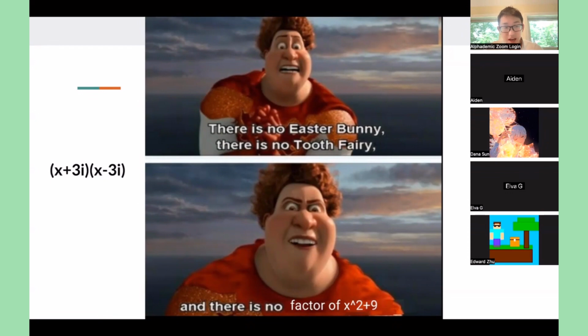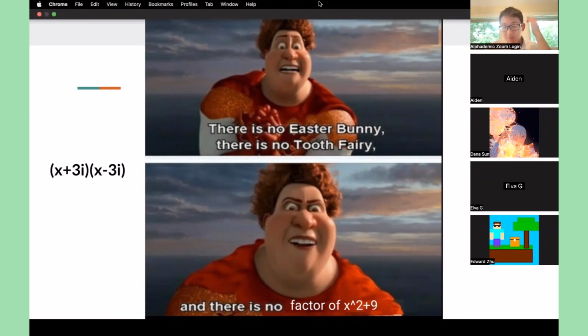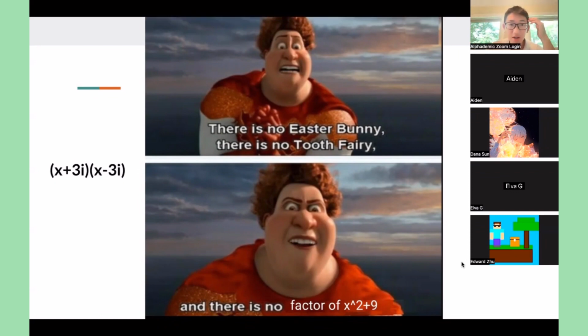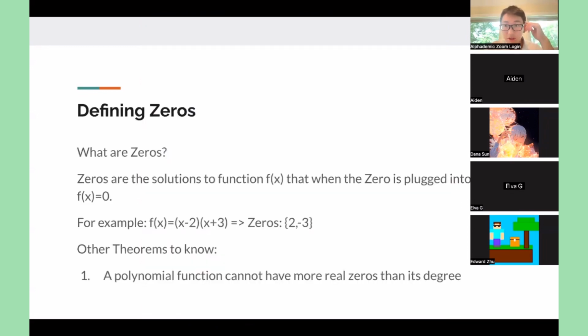So when you multiply it out, you get x squared and minus 3xi plus 3xi. Those two cancel out, and then you get minus 9i squared. And then i squared would equal -1, so when you multiply that into -9, it becomes +9. So voila, you get x squared plus 9. I don't know if your teachers ever said it was impossible to factor x squared plus 9, but now you know how to factor it. All right, quick review, moving along.